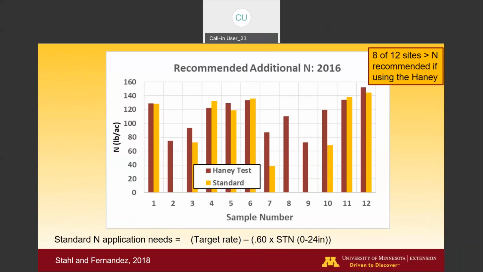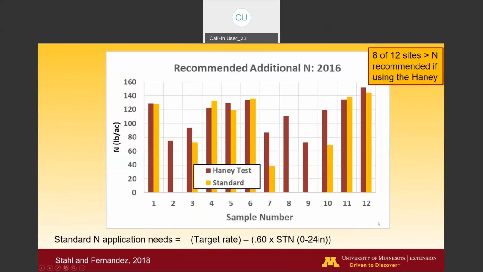So if we look at the 2016 data, for this comparison, I used a scenario where we were in a corn-on-corn situation. So this graph is showing the results of how much nitrogen would be recommended to be applied if we use the Haney test results, and that's in the maroon bars, versus the standard test, that's in the gold. And the comparisons are made for each of the 12 sites. We've got the sites listed across here in the x-axis.